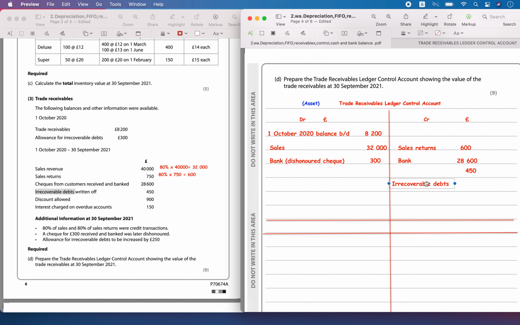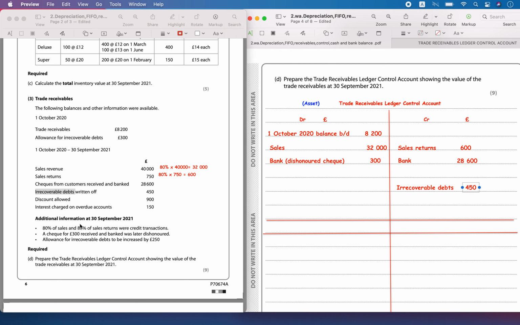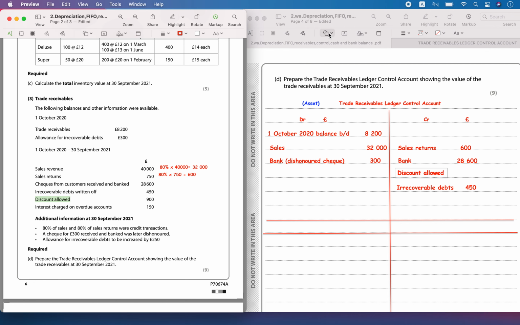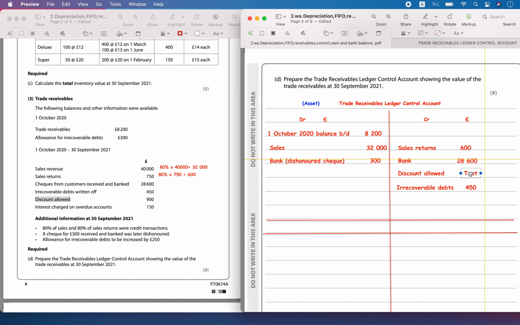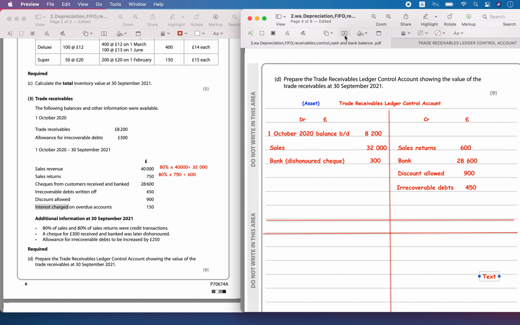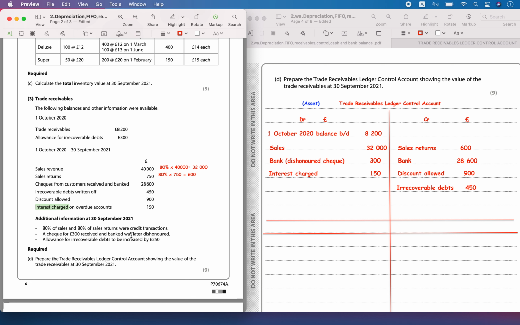And then you had discount allowed because customers paid in the bank. Some discount was allowed to the customers, so you can write discount allowed was 900. And then you had interest charged on the overdue customers. The interest charge was 150, and it goes on this debit side. Okay, these are the things.